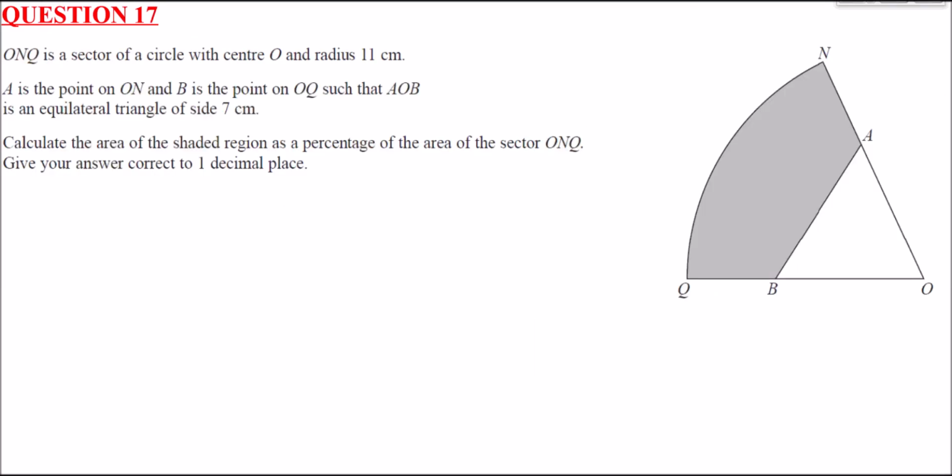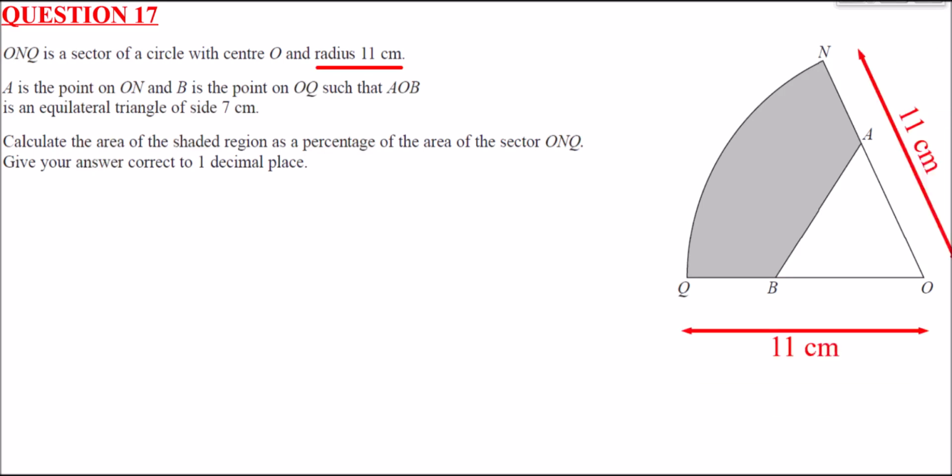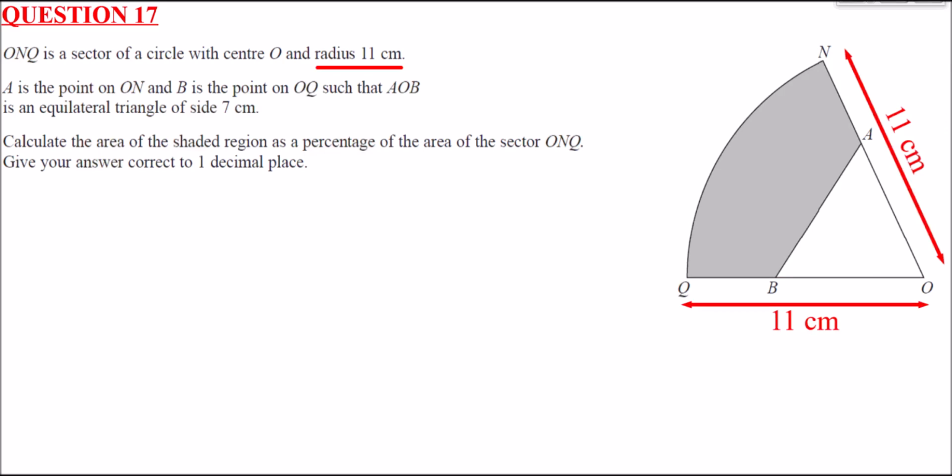Question 17 looks probably a bit worse than it is. We've got ONQ, which is a sector of a circle with centre O and radius 11. So let's add on the information as we go. So the radius of this sector, which is a slice taken from the middle, the radius is 11. And so from O to Q is 11, and from O to N is 11 too.